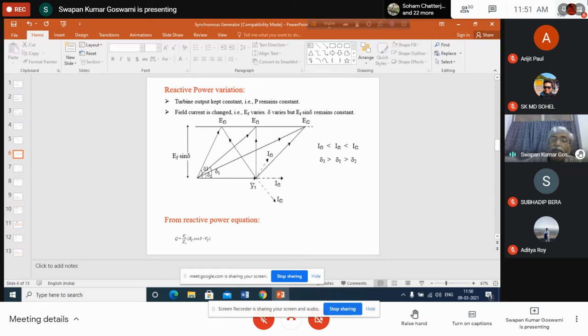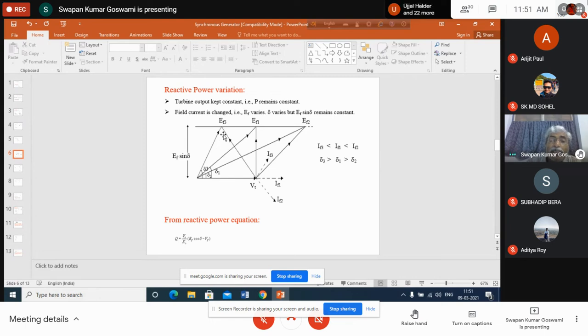Now if we decrease the field current, say this was the initial value of the induced EMF. Now we decrease the field current further from this value. By decreasing the field current, obviously field flux has decreased. As a result, induced EMF also will decrease. Since the induced EMF is decreasing, say EF3 becomes the new induced EMF, and EF3 sine delta is this one.